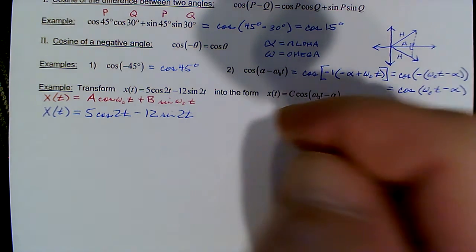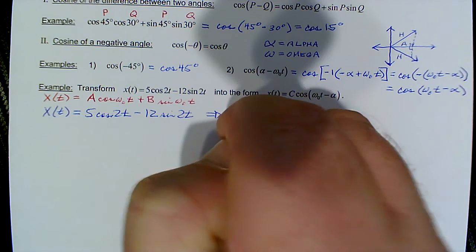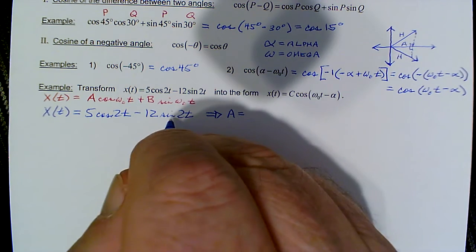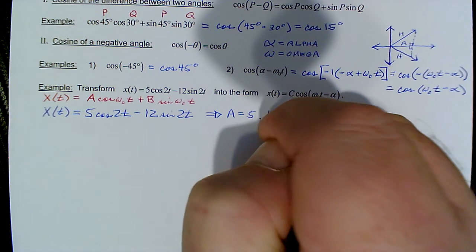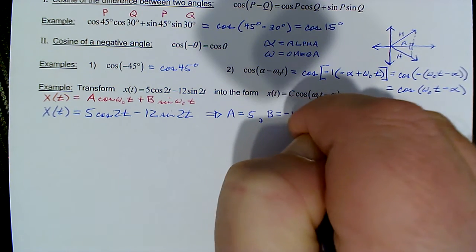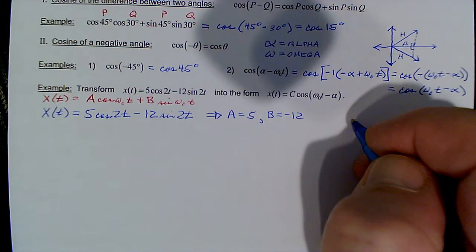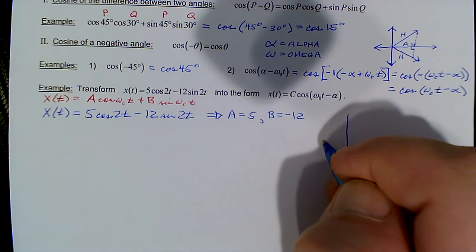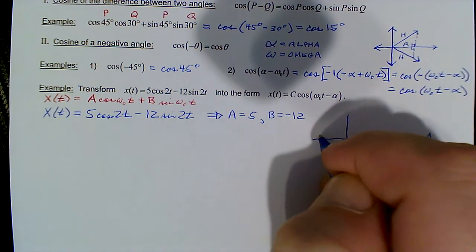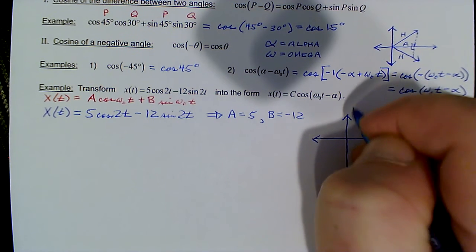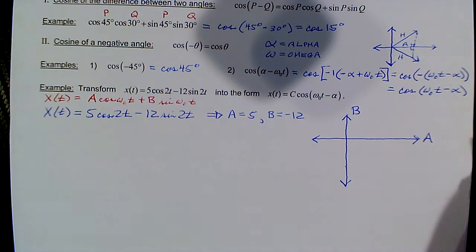And so our values of a and b are the coefficients of the cosine and the coefficients of sine respectively. So a is 5 and b is negative 12. And then we're going to make a sketch of a right triangle where we consider the horizontal axis as the a-axis and the vertical axis as the b-axis.